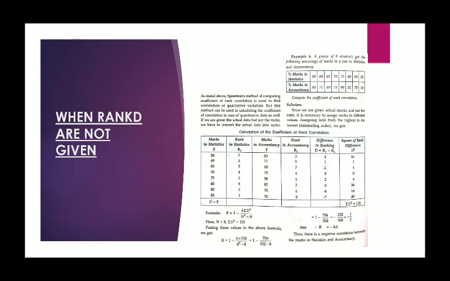After this is the case when the ranks are not given. This is a bit different. The first method can be used when the ranks are given. But what if the ranks are not given? Here you can see an example. Percentage of marks in statistics and percentage of marks in accountancy is given. Since the ranks are not given, only the marks are given, we have to make ranking.